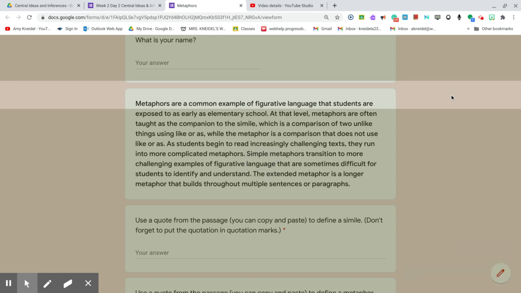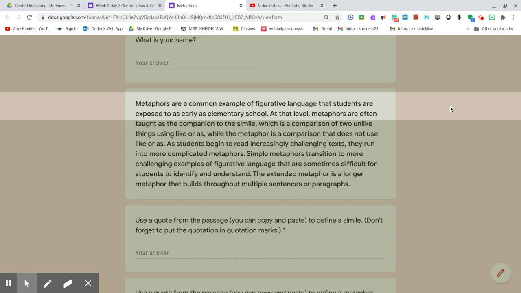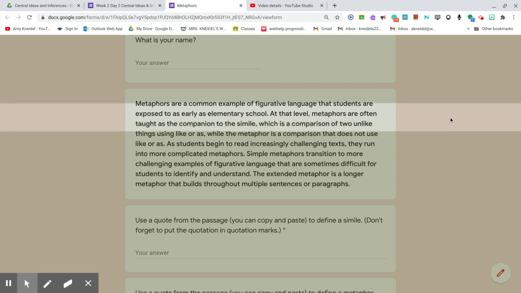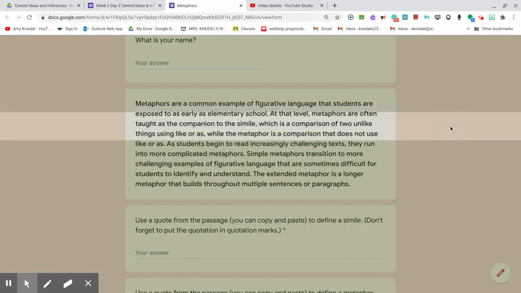Metaphors are a common example of figurative language that students are exposed to as early as elementary school. At that level, metaphors are often taught as a companion to the simile, which is a comparison of two unlike things using like or as, while the metaphor is a comparison that does not use like or as.